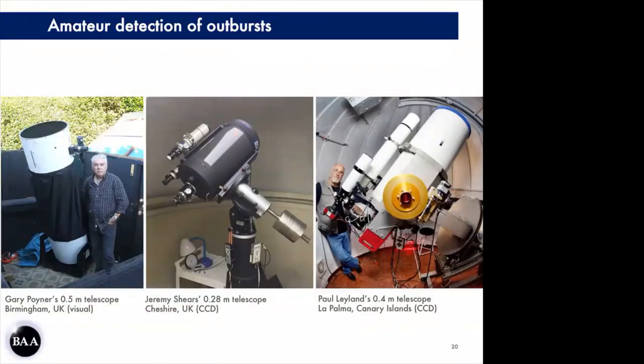Usually it's invisible because it is so faint. But once in a while, you download the image from the CCD camera and suddenly it's there. It's really exciting. You see the star, the field you've observed thousands of times over the years, and that one night you suddenly see it.